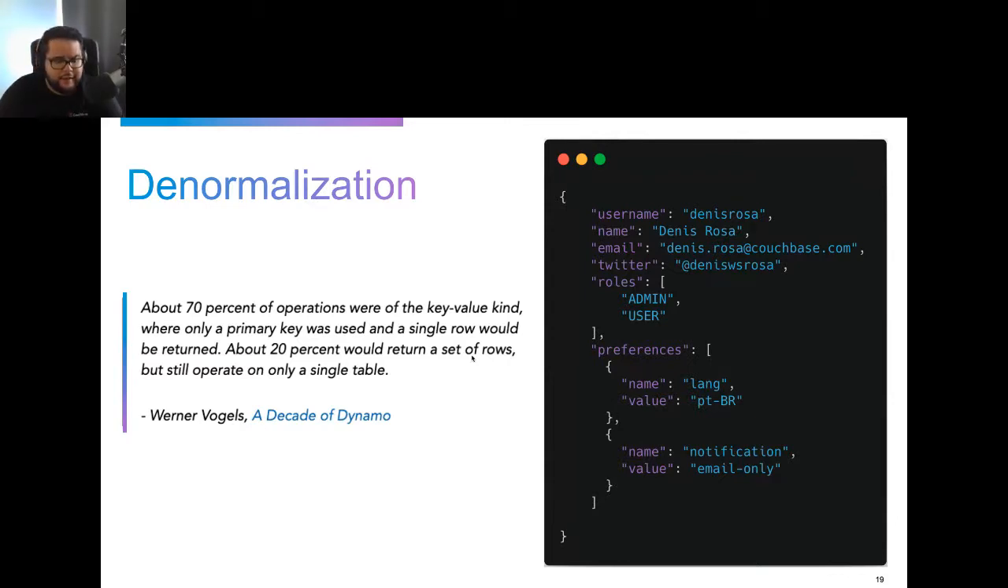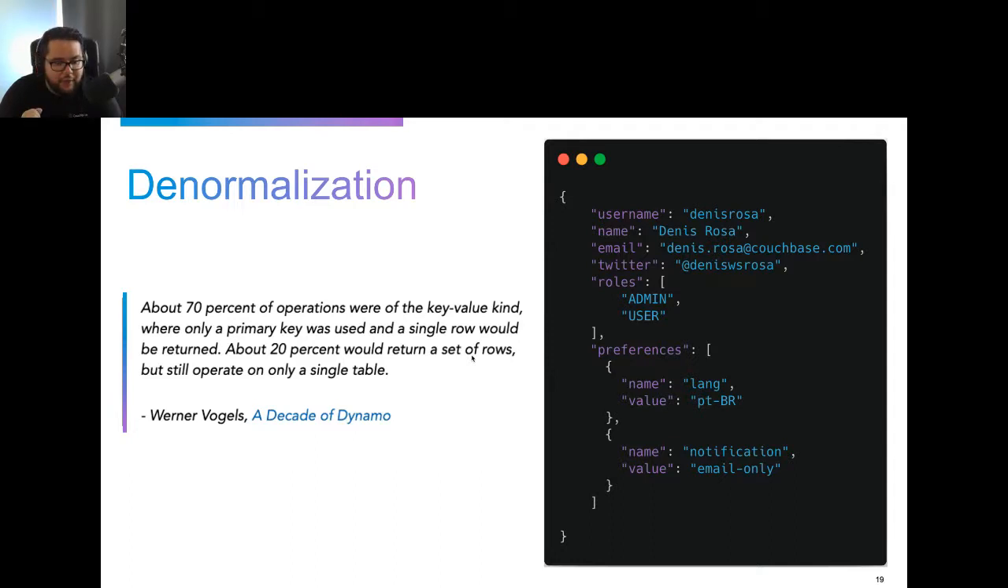And when they did this, what they realized was that around 70% of the operations were just using the key. So in this case, to get the whole user, I don't need to make any joins. If the ID of the document is the username, I can just go to the database and ask for the user, and I will be able to load the whole thing back with no joins.